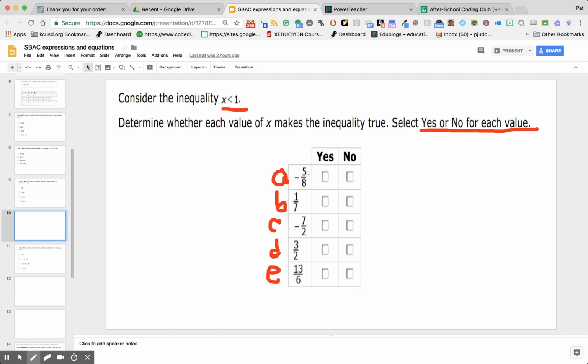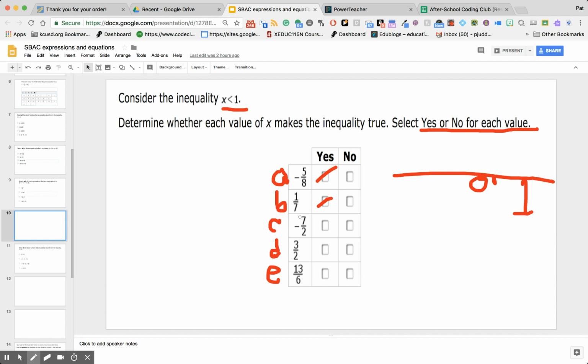Okay, so I have negative 5/8. Negative 5/8 is less than 1. Well, again, if I have a number line, here's 1. Negative 5/8 would be to the left of 1. So that is a true statement. Negative 5/8 is less than 1. 1/7 is less than 1. Well, 1/7 would be here. 1/7 is to the left of 1. That's a true statement.